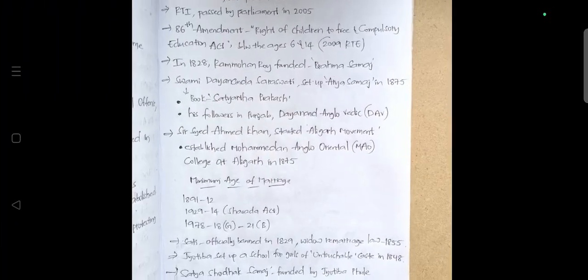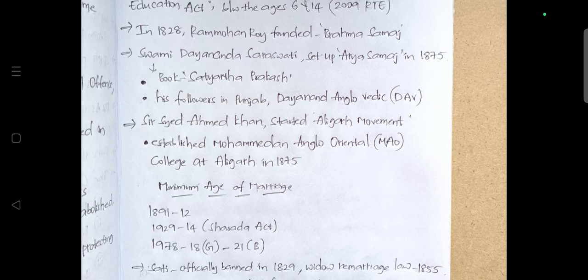Now let us look at the minimum ages of marriage. In 1891, the minimum age was 12 years. In 1929, it came to 14 years according to the Sharada Act. In 1978, it was 18 years for girls and 21 years for boys. At present it has changed, but according to the textbook, it has not changed as it was the old edition. If it is edited again, it will be 21 years for girls, and for boys, you comment me in the comment box. Let me know how many of you know that age.